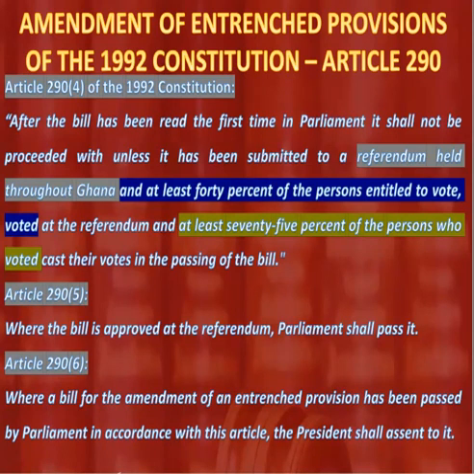And so I'll read it again. Article 290, Clause 4 says that after the bill has been read the first time in Parliament, it shall not be proceeded with further unless it has been submitted to a referendum held throughout Ghana and at least 40% of the persons entitled to vote voted at the referendum, and at least 75% of the persons who voted cast their votes in favor of the passing of the bill.